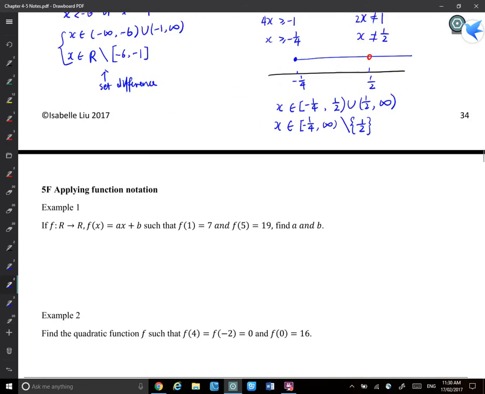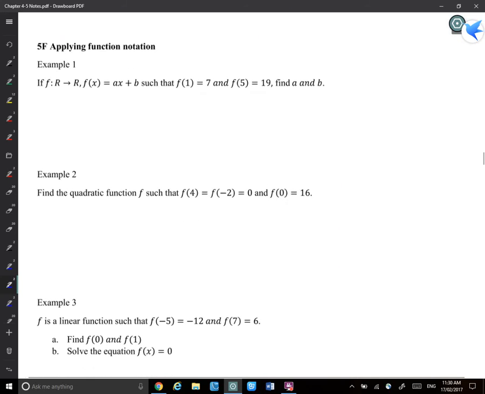Okay, let's go to the next page. 5F. Applying function notation. Example 1. If f is R to R, f(x) equals ax plus b, such that f(1) equals 7 and f(5) equals 19, find the values of a and b.